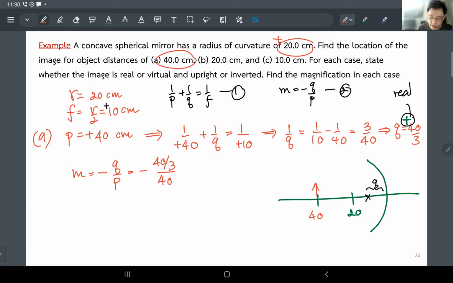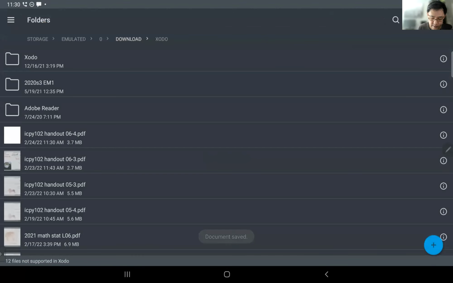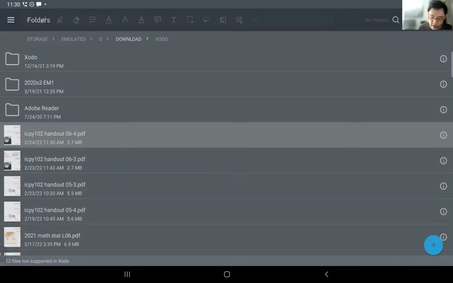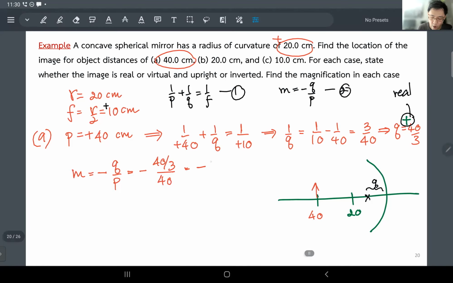So what you get over here is just negative 1/3. See the negative sign there? The negative sign is just saying that your image is inverted. 1/3 is just a number saying that it's going to be 1/3 in size. So you get a reduction in image size.